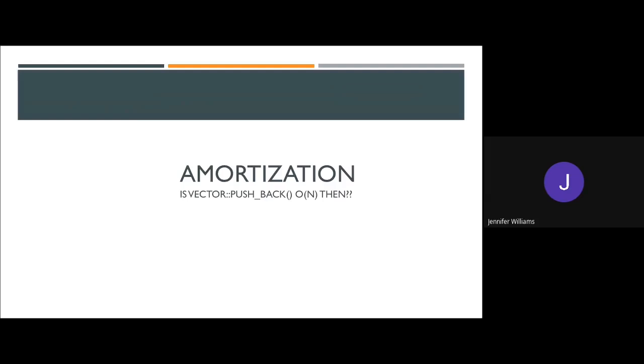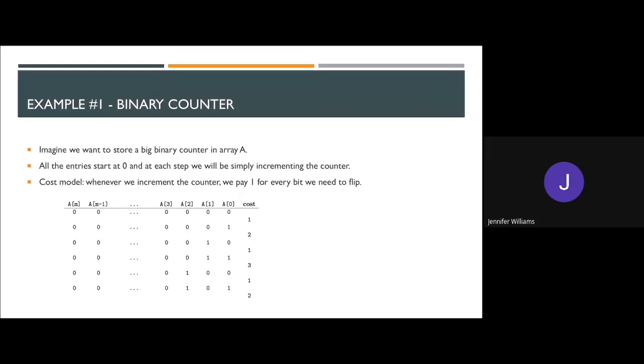So then is the complexity of vector pushback O(1) then? O(n) then? Well, I think that's really pessimistic, right? Because that doesn't happen every single time. It only happens when the size and capacity are equal. So that's when we use amortization to analyze the complexity.